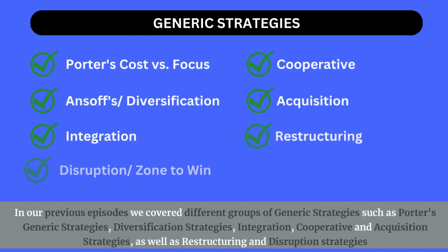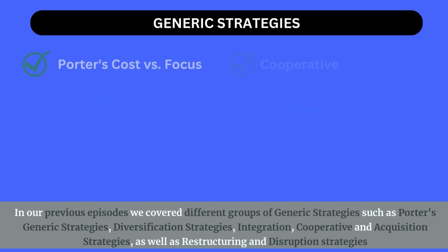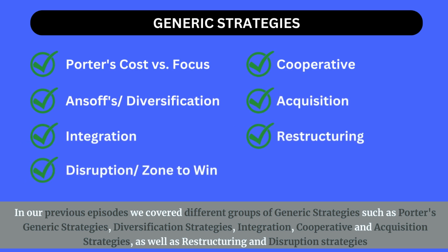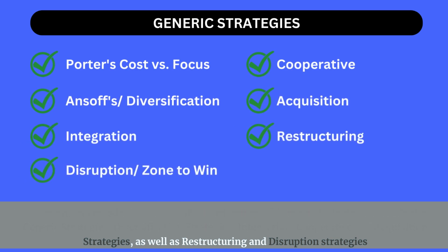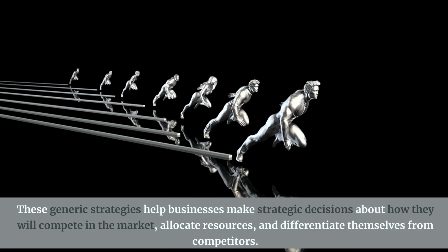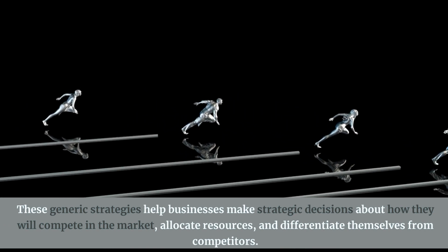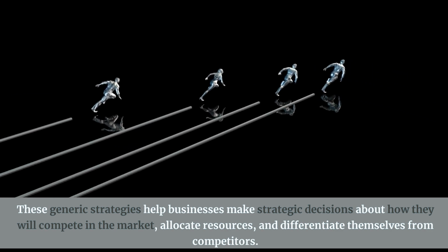In our previous episodes, we covered different groups of generic strategies such as Porter's generic strategies, diversification strategies, integration, cooperative and acquisition strategies, as well as restructuring and disruption strategies. These generic strategies help businesses make strategic decisions about how they will compete in the market, allocate resources, and differentiate themselves from competitors.